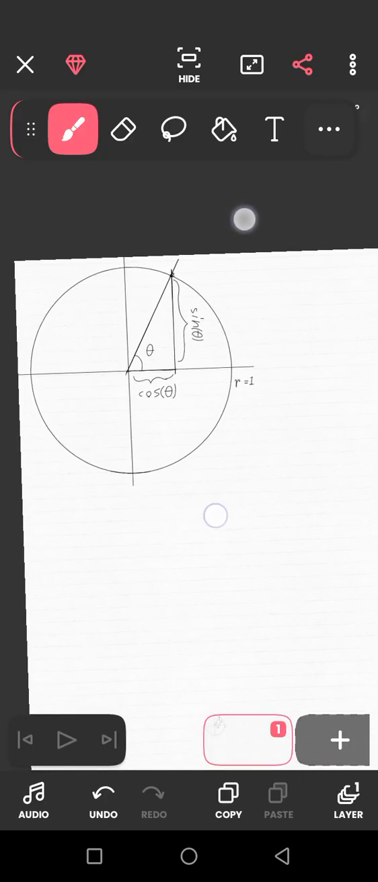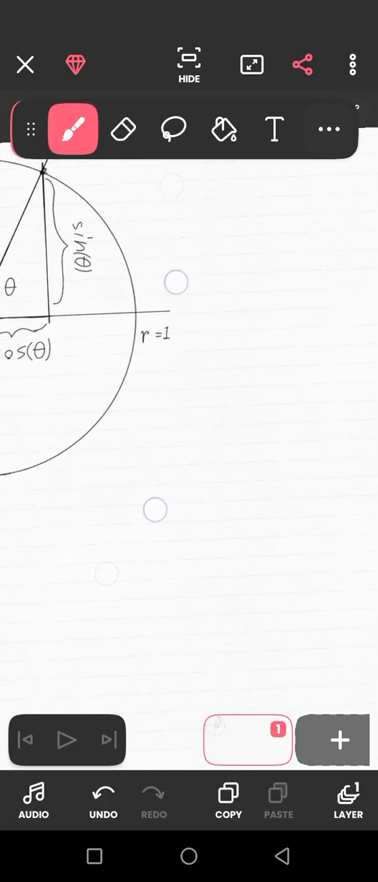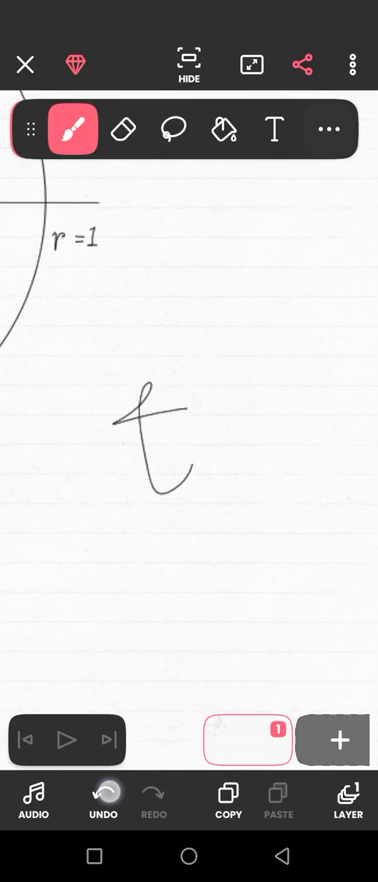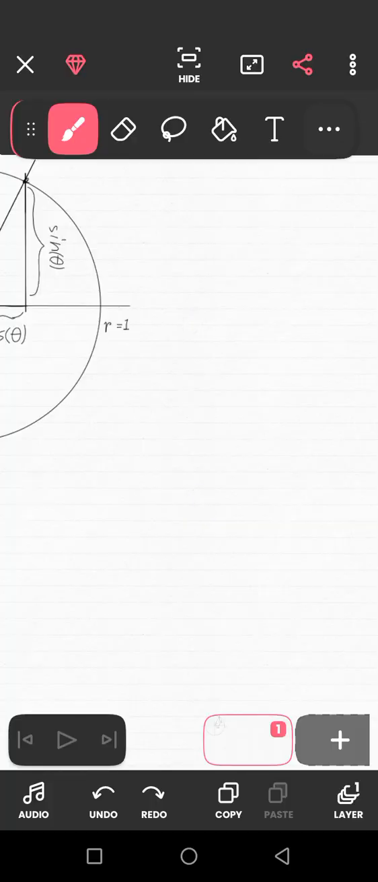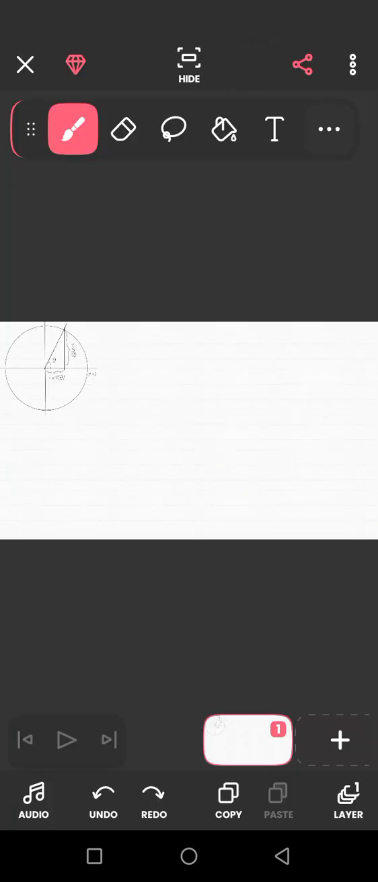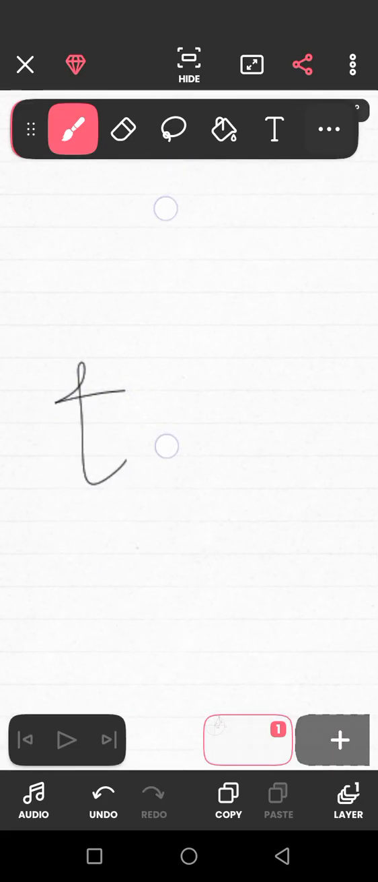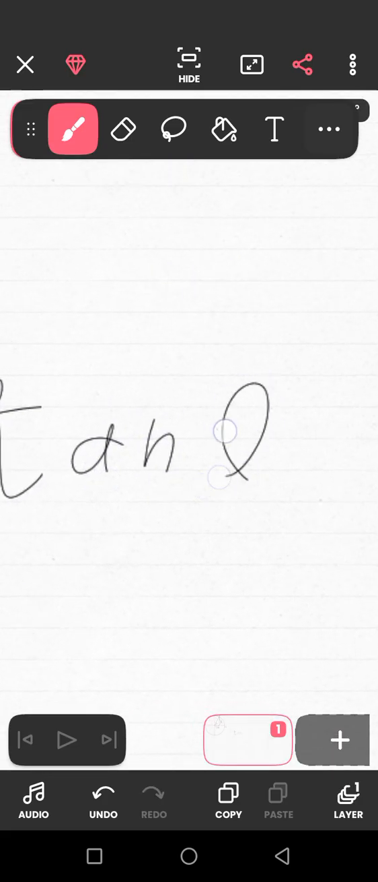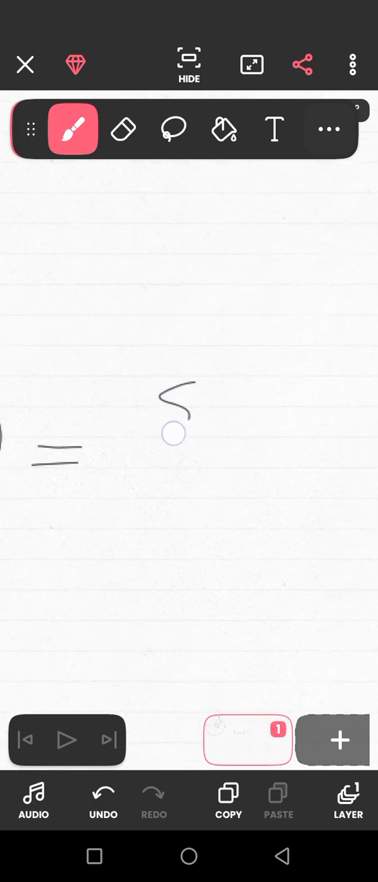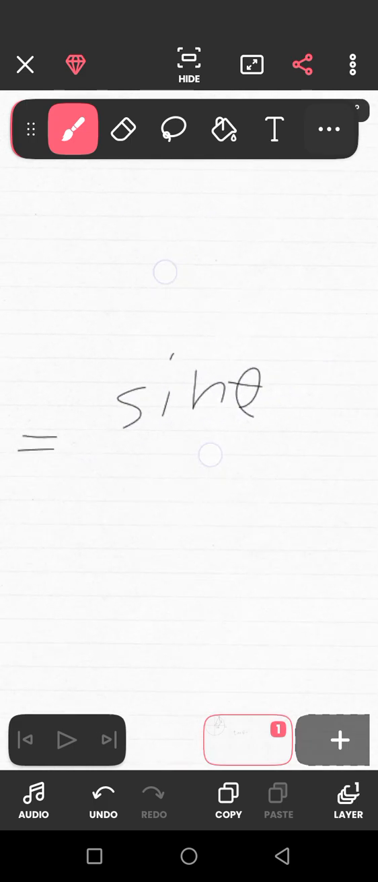Okay, so let me teach tangent. I said I will teach only the two main trigonometric functions, but we'll teach tangent too. Tangent of theta is equal to sine of theta over cosine of theta.